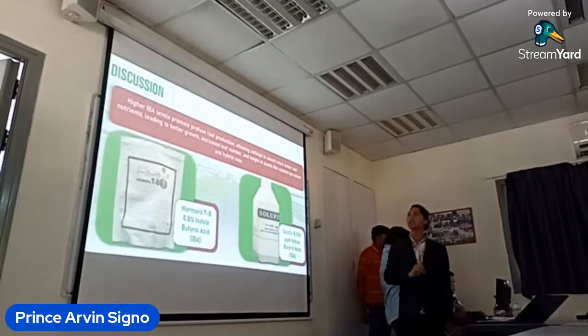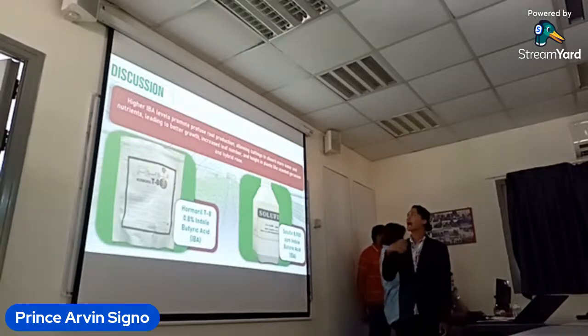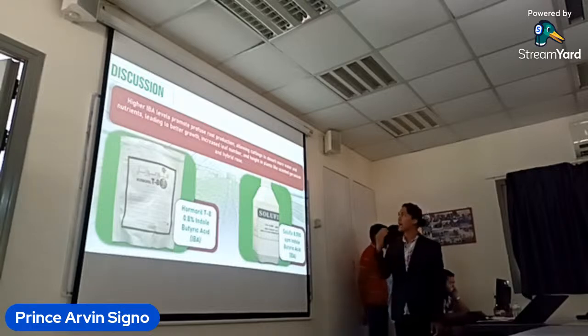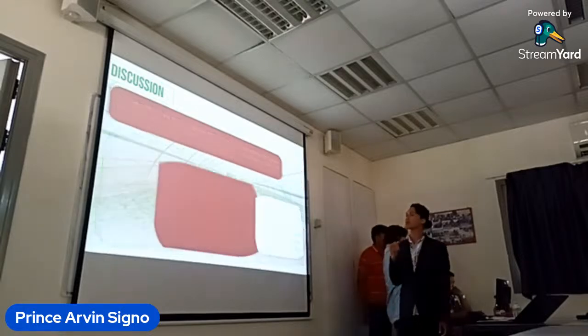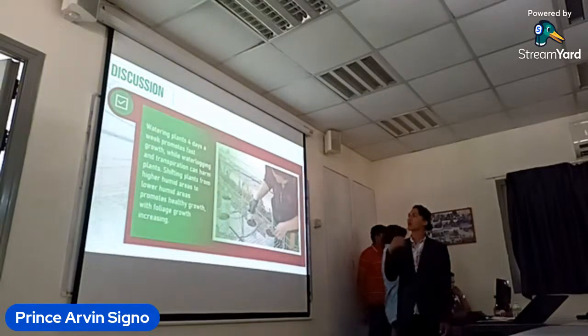For the discussion, higher IBA levels promote profuse root production, allowing cuttings to absorb more water and nutrients, leading to better growth, increased leaf number, and height in plants like scented geranium and hybrid geraniums. Watering plants 4 days a week promotes fast growth, while waterlogging and transpiration can harm plants. Shifting plants from higher humid areas to lower humid areas promotes healthy growth with foliage growth increasing.